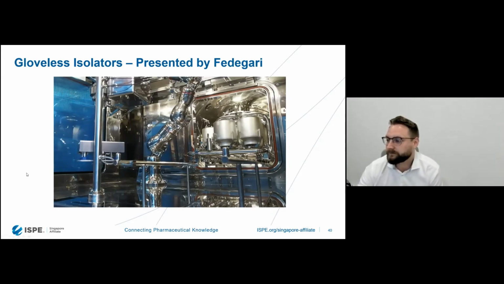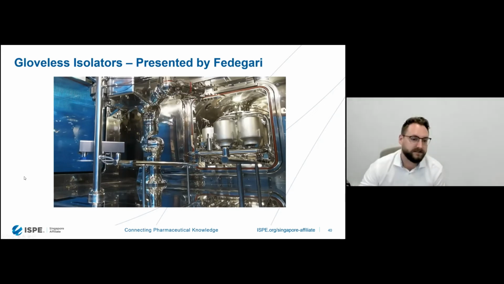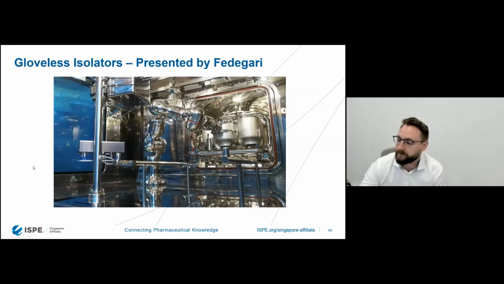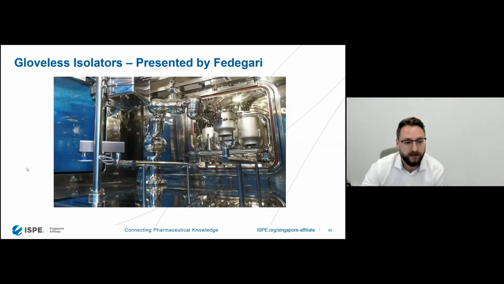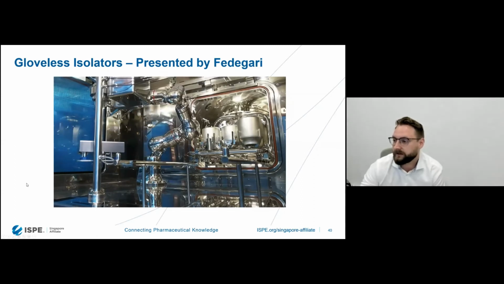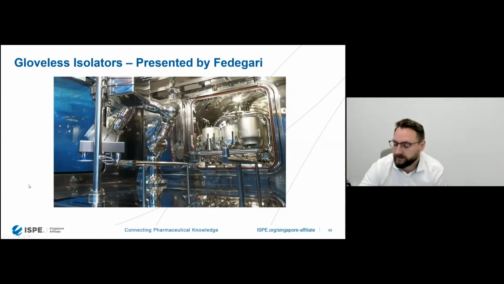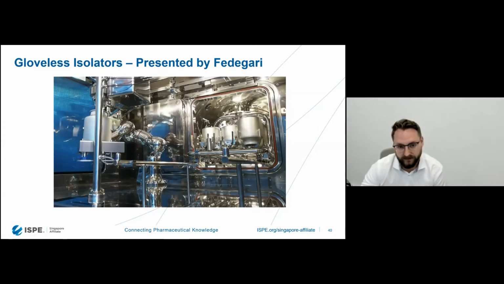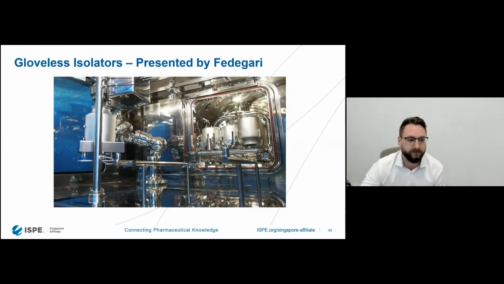So the isolator would be designed with however many robotic arms are required to perform the filling and sealing of the product itself. Again, these machines would be very tailored, very customized to your product and process. So you have to have a very good product description before going on with design and manufacture of these types of machines.